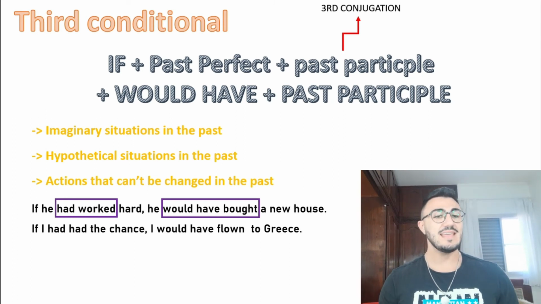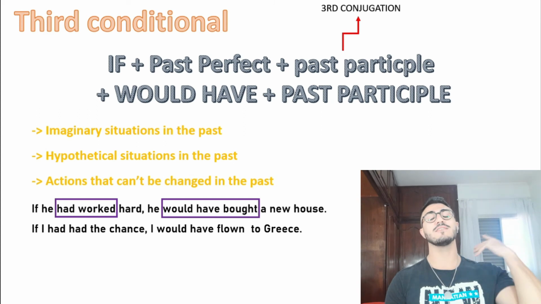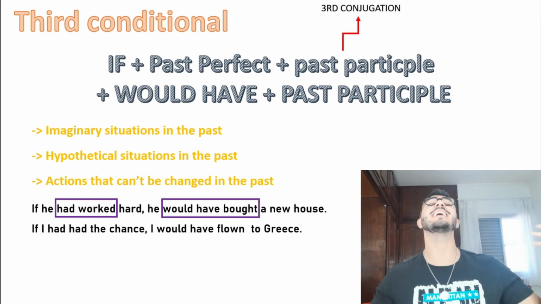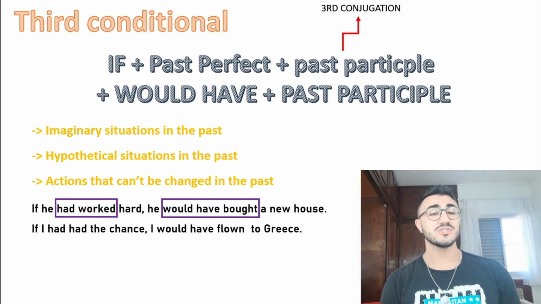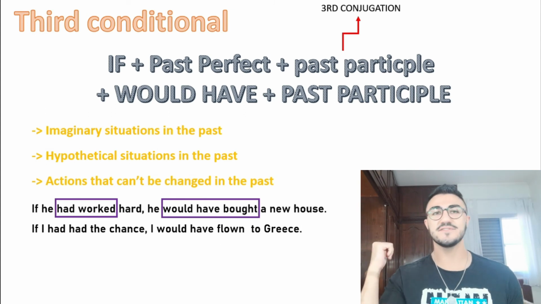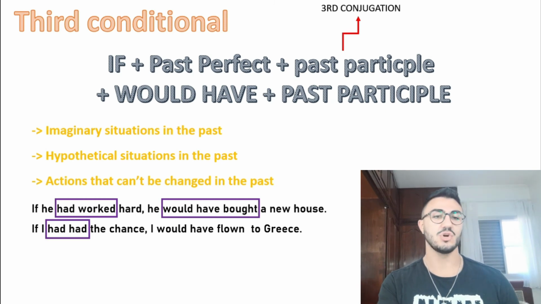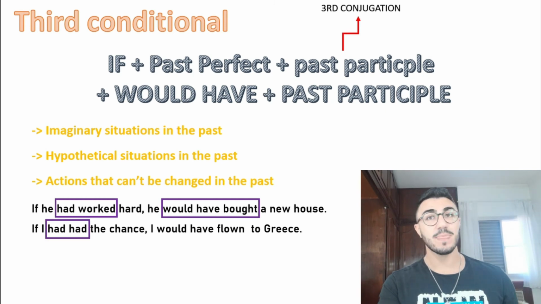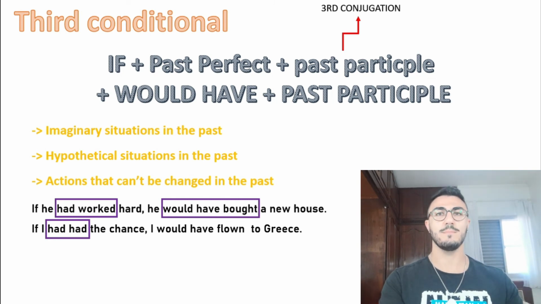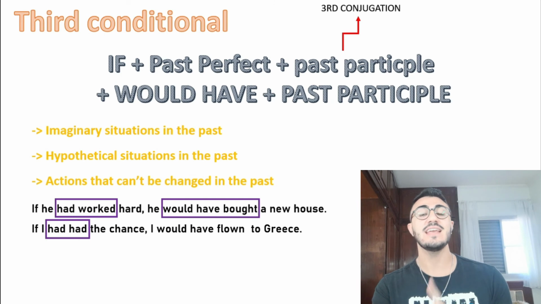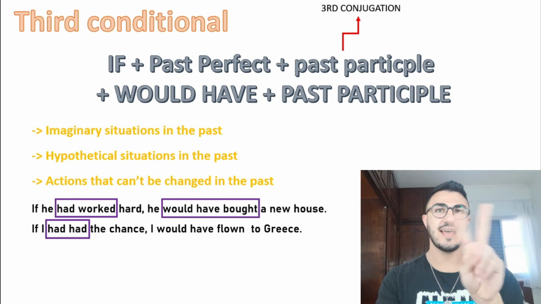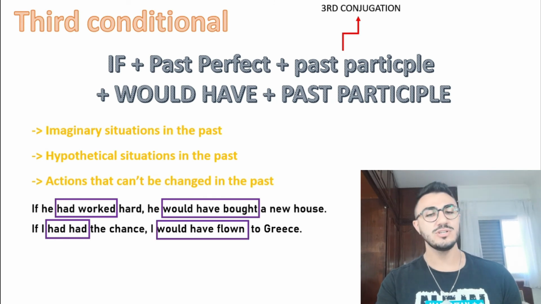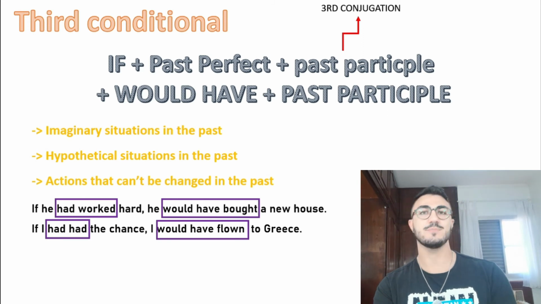Second example. If I had had the chance, I would have flown to Greece. So if I had had the chance, I would have flown to Greece. Okay? So what do I understand by the sentence? That I didn't have the chance. So I didn't fly to Greece. Okay? So had, but did you say had had? Yes, because one had belongs to the structure, past perfect, and the other had is the past participle of have. Okay? I would have flown, so would have with past participle.